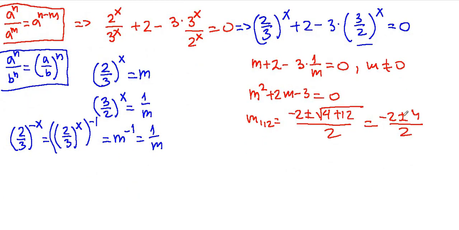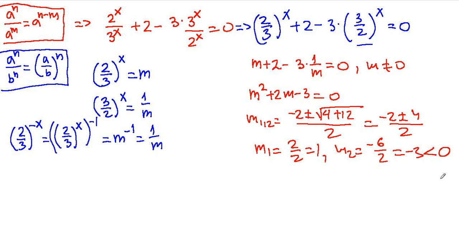Therefore, if we take the plus, then I will get m1 equal to 2 divided by 2, which is equal to 1, and if we take the minus, m2 is equal to minus 6 divided by 2, which is equal to minus 3. We see that this is less than 0, which is impossible. So we have to take as an answer just m1. We know that m is equal to 1, so 2 over 3 to the power of x is equal to 1.